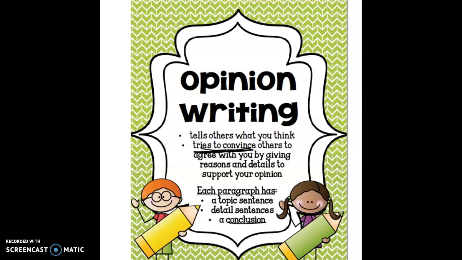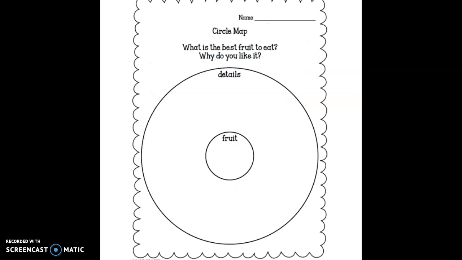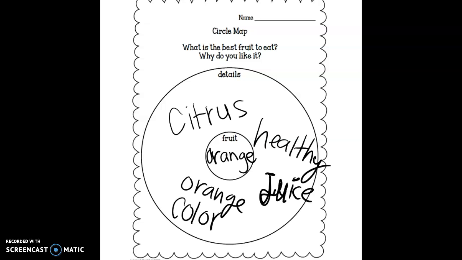So, yesterday we talked about the best fruit to eat. Now, we talked about a few different types of fruits, and you should have filled out your circle map, which looks like this. So, I filled one out and I chose to do oranges. In the center here, where it says fruit, is where I put my opinion. Okay? Then these are details or reasons why I like oranges.